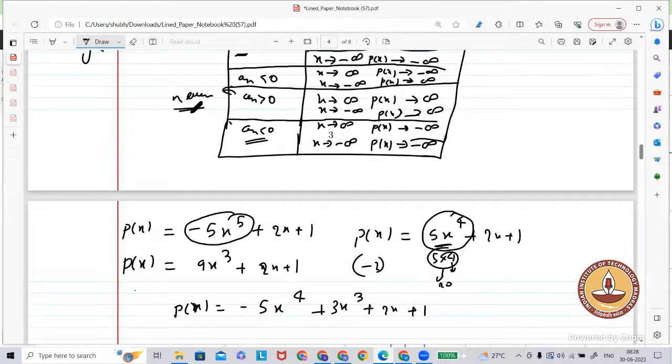Because of this negative term with an even degree, even though you are giving a very large positive number, you are still getting a very large negative output, as here it is happening.